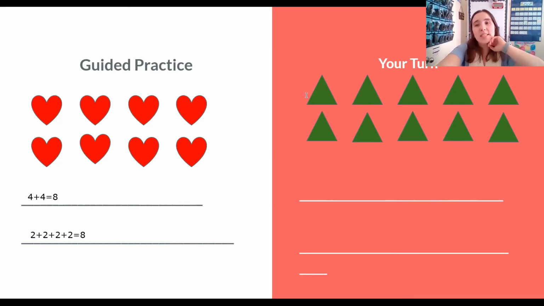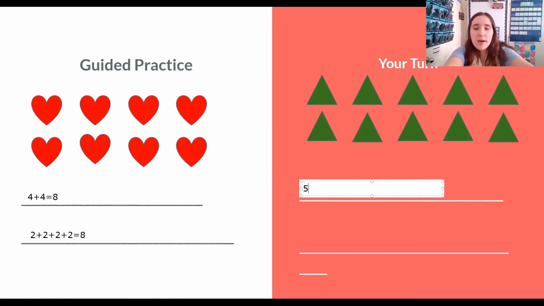Okay, so I see 2 rows and 5 columns. So I'm going to do the rows first. There are 1, 2, 3, 4, 5 triangles in each row. So my first one is going to be 5 plus 5 equals 10 triangles. So these 5 triangles plus these 5 triangles equals 10 in all.